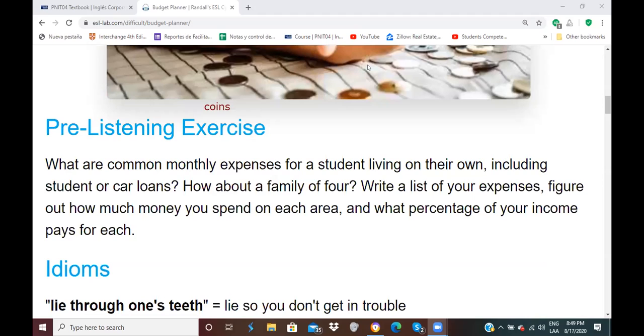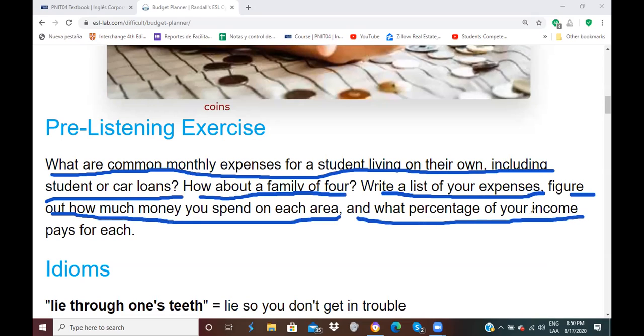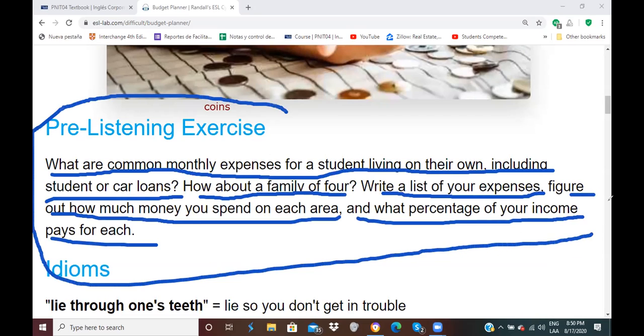Number one, what are common monthly expenses for a student living on their own, including student or car loans? How about a family of four? Write a list of your expenses. Figure out how much money you spend on each area and what percentage of your income pays for each. So you're going to answer these questions about money.